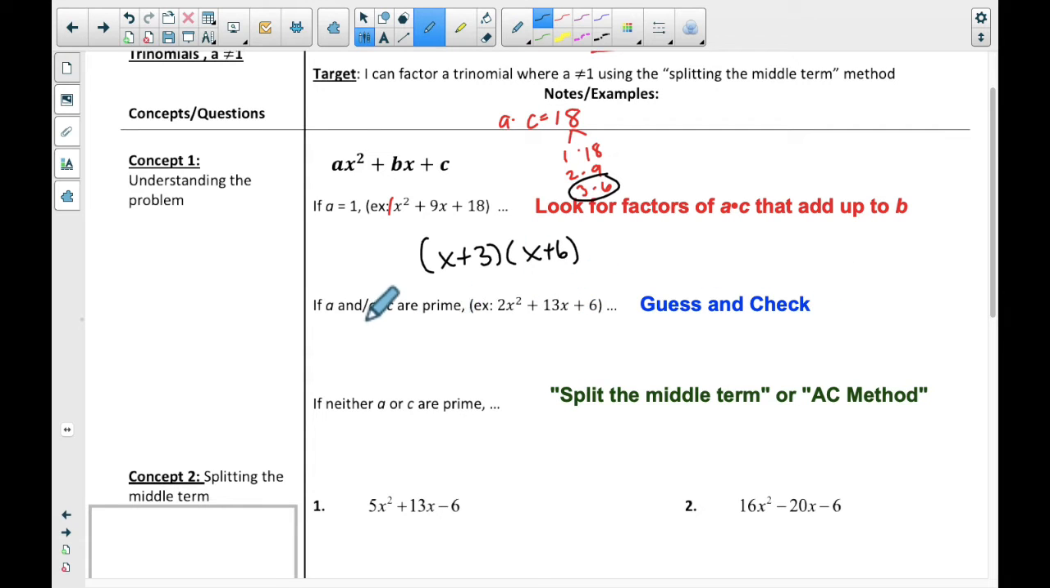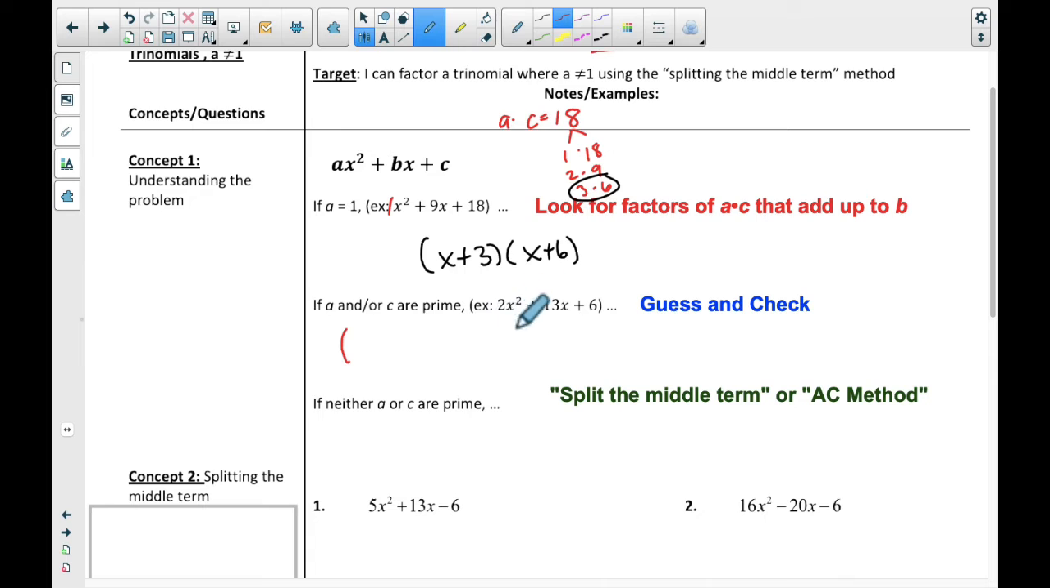What if there is an actual a? So now, instead of a 1x squared, we have a 2x squared. What would we do then? Well, if a and or c are prime, so in this case, a is prime, c is not, but we can do guess and check. If a and c are prime, we can easily do guess and check. And what that means is I'm going to skip over this whole AC thing for now, and I'm going to do guess and check. Well, how do I do guess and check?